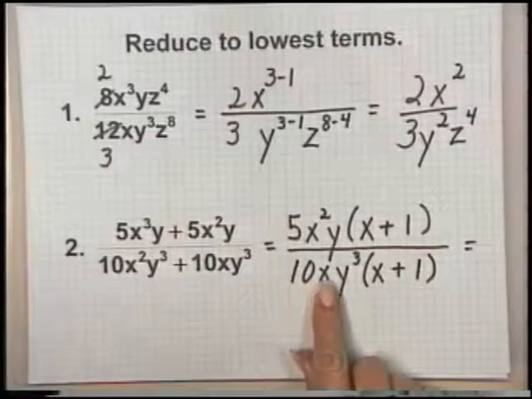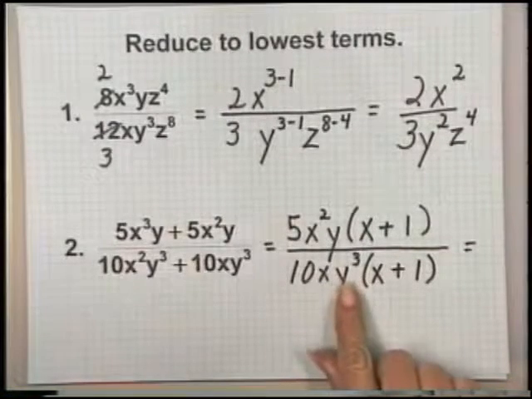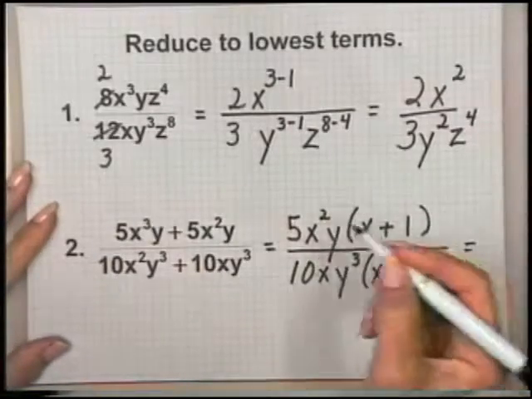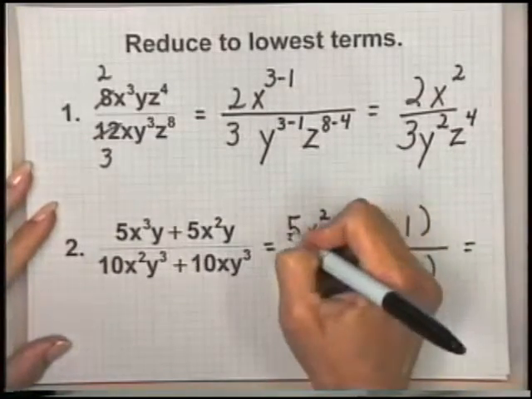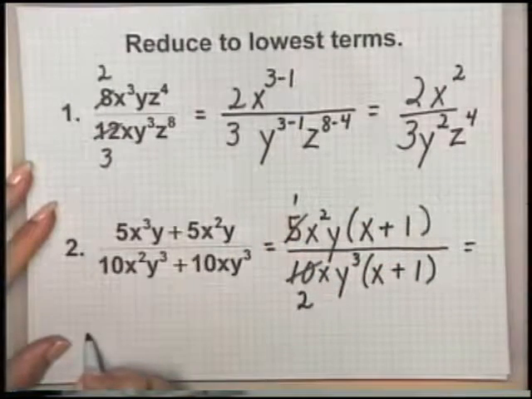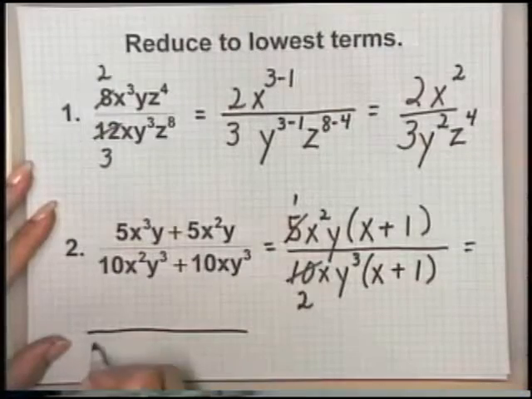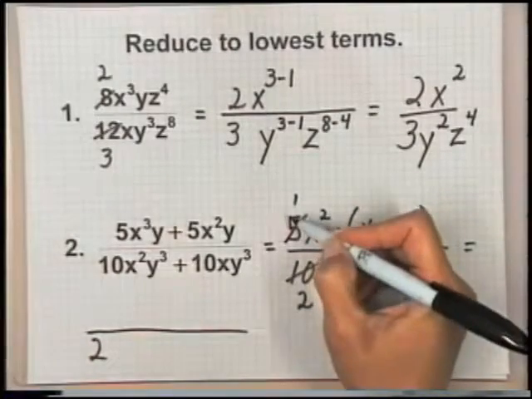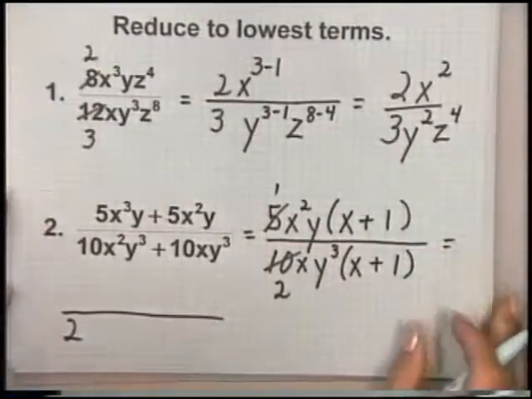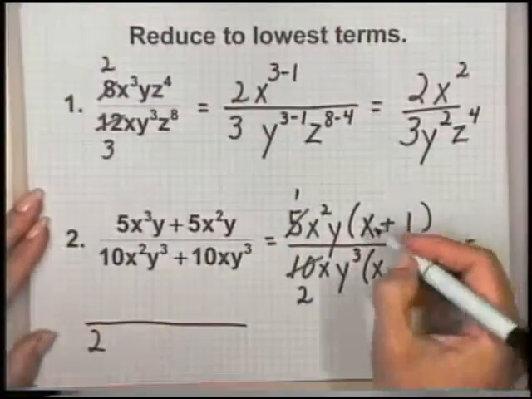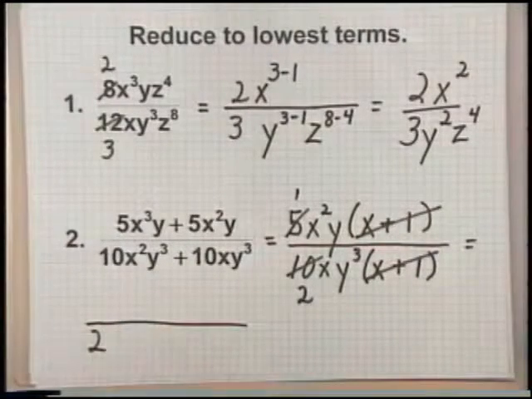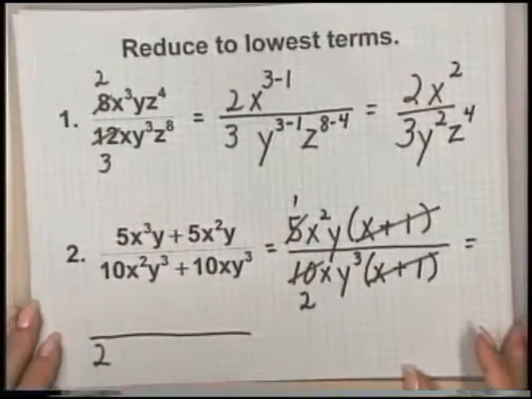My denominator has a factor of 10, a factor of x, a factor of y cubed, and a binomial factor of x plus 1. For my coefficients, 5 goes into 5 once and 5 goes into 10 twice. Let's go ahead and write that 2 in the denominator. I don't think I'm going to need the 1 in the numerator. Let's also go ahead and divide out the common factor x plus 1 over x plus 1. We know that that is equal to 1, and we can divide that out.